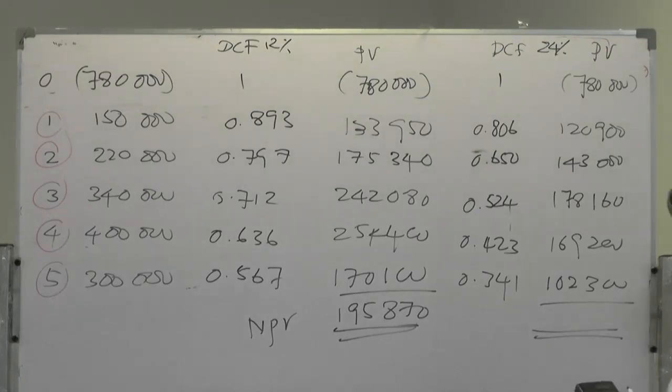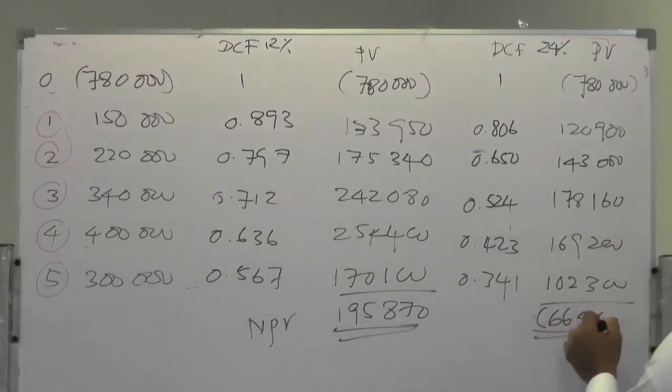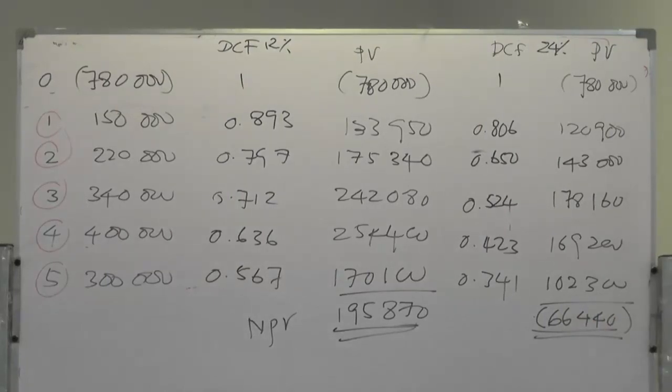102,300 minus 780,000. That is the initial investment. You have minus NPV 66,440. Right. Now you know thereafter what you have to do.